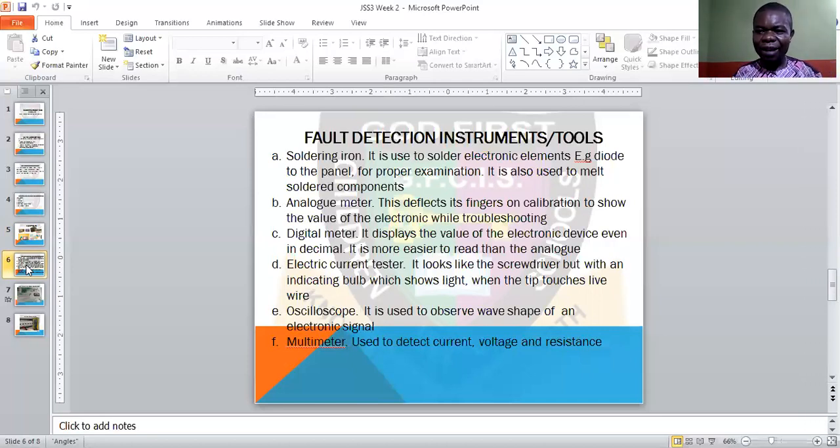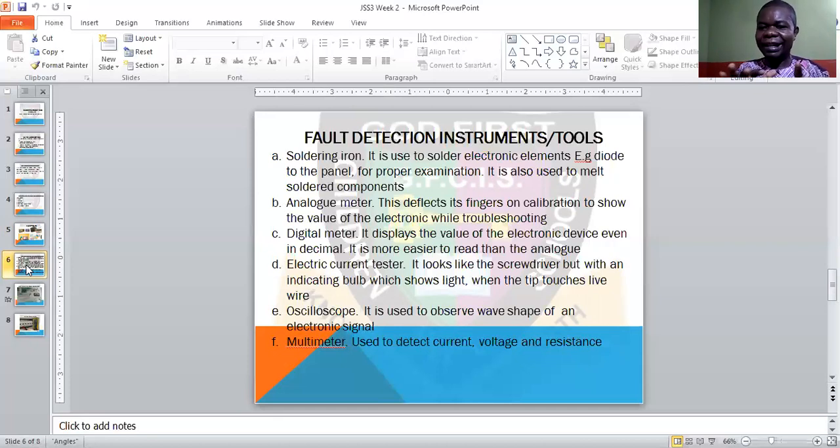The panel is that thing that looks like white. It is made of metal where other things are joined. It is like the heart or the engine of that radio or the television or the phone. It is also used to remove soldered components. What was soldered before, if you want to disconnect it or scrap it off, you can use the soldering iron to melt what was melted there, then it could be off for you to fix a new solder there.